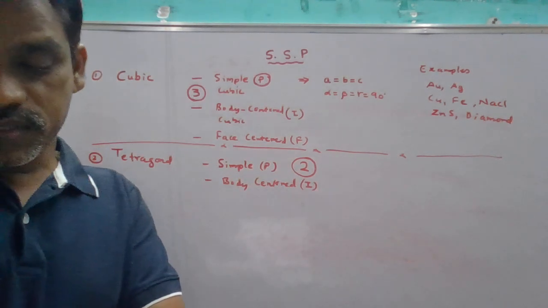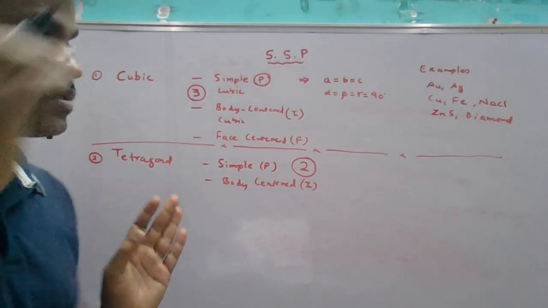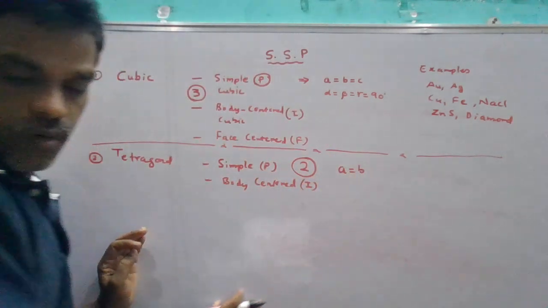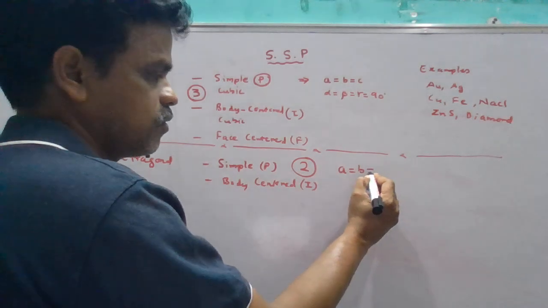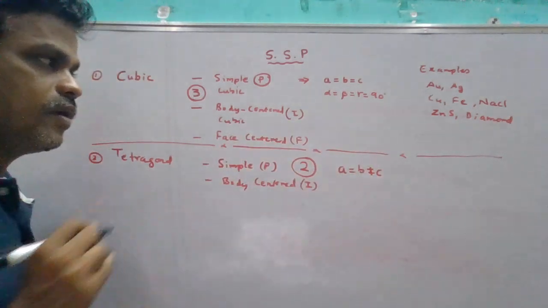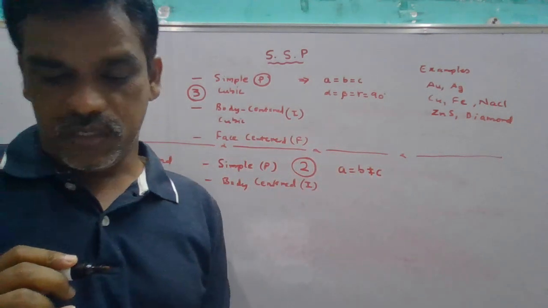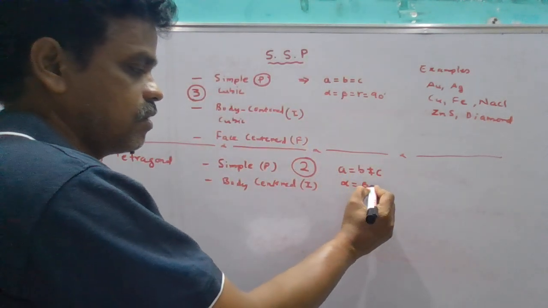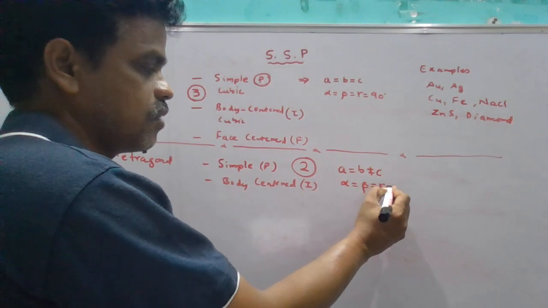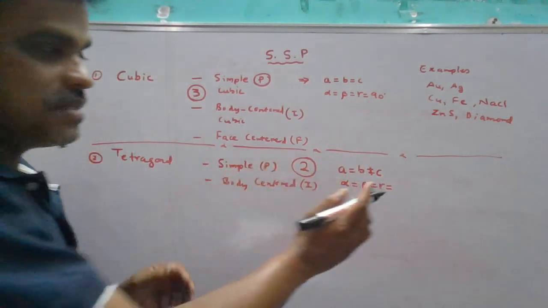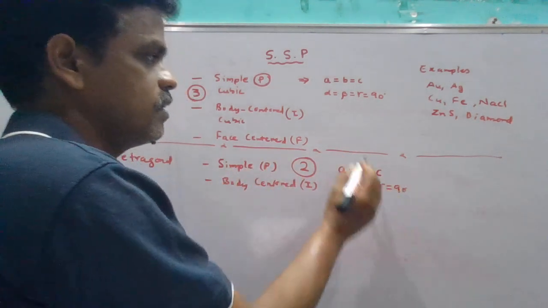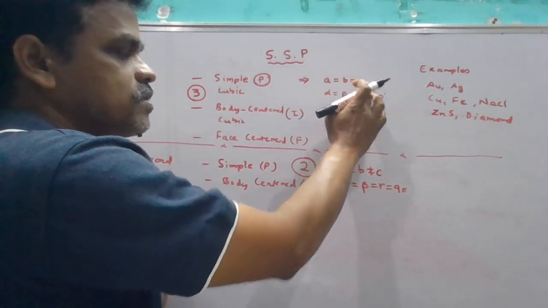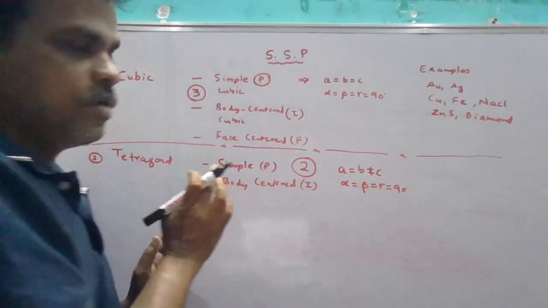Then what about the unit cell characteristics? a equal to b, not equal to c. Then the angles: alpha equal to beta equal to gamma equal to 90 degrees. So there is no change in the angles, but here a equal to b not equal to c.